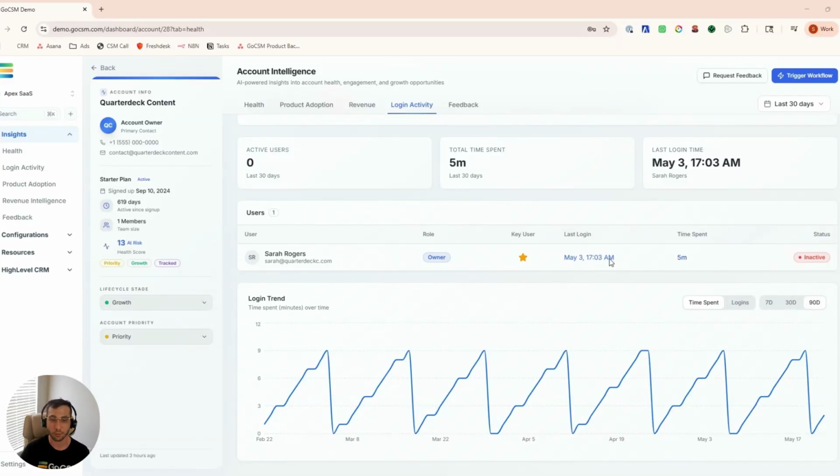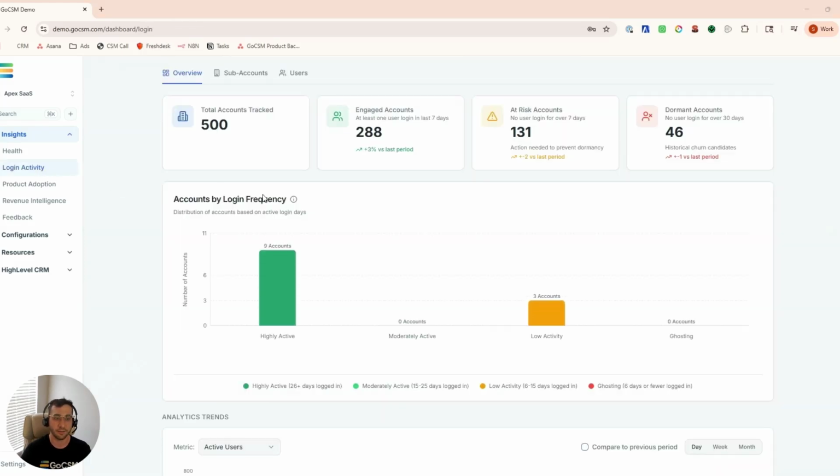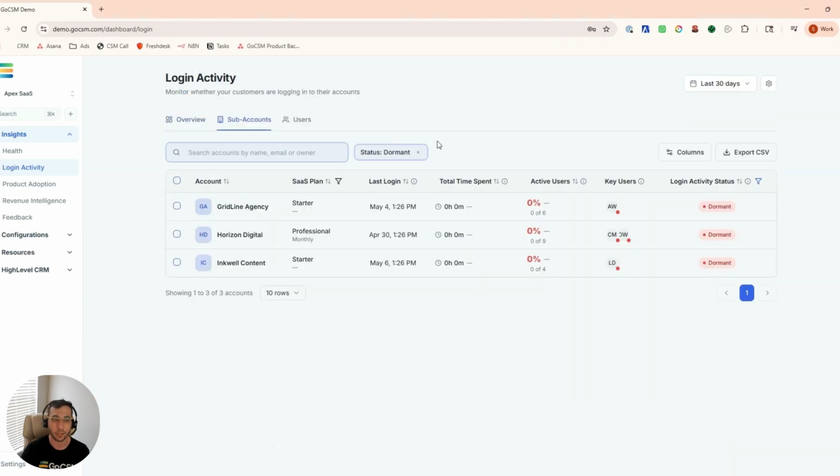The second stop is going to be inside of login activity. Inside of login activity, you can click at risk and dormant accounts. When you do that, it's going to take you to sub accounts, filtered by those sub accounts, and you can understand deeper what's happening with them: which users are dormant, and whether the right people are logging in or not. At this point, you should already have an automation set up to catch users who are not logging in. If you see users not logging in and you have the login reminder automation on, that means the automation is not successful in getting those people to log back into the platform.